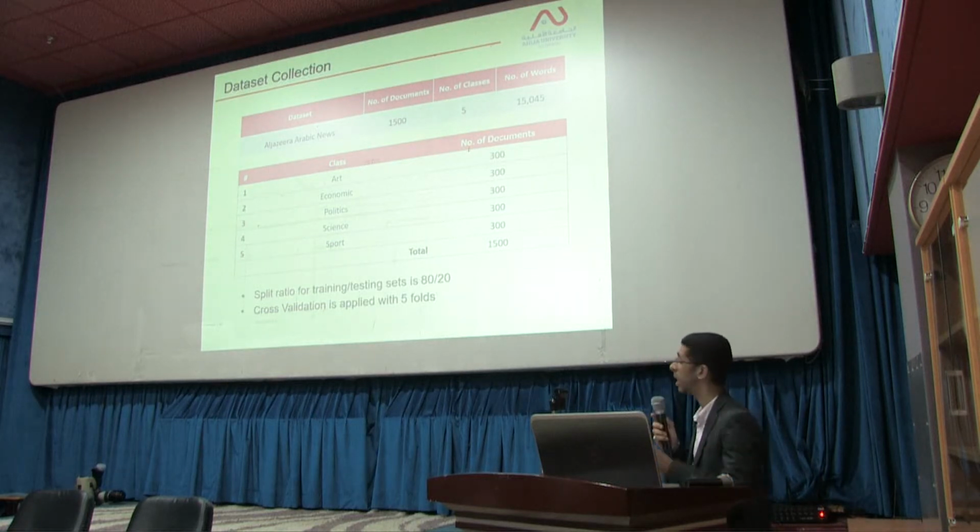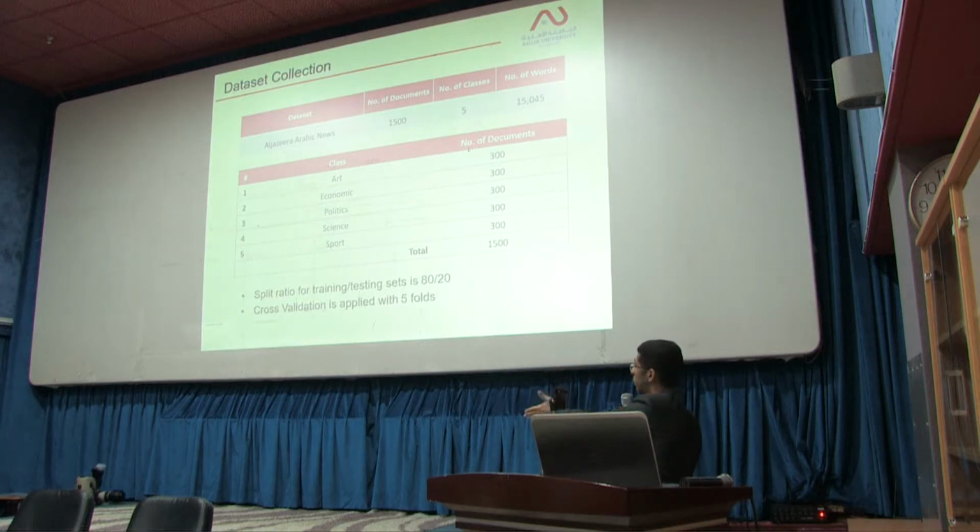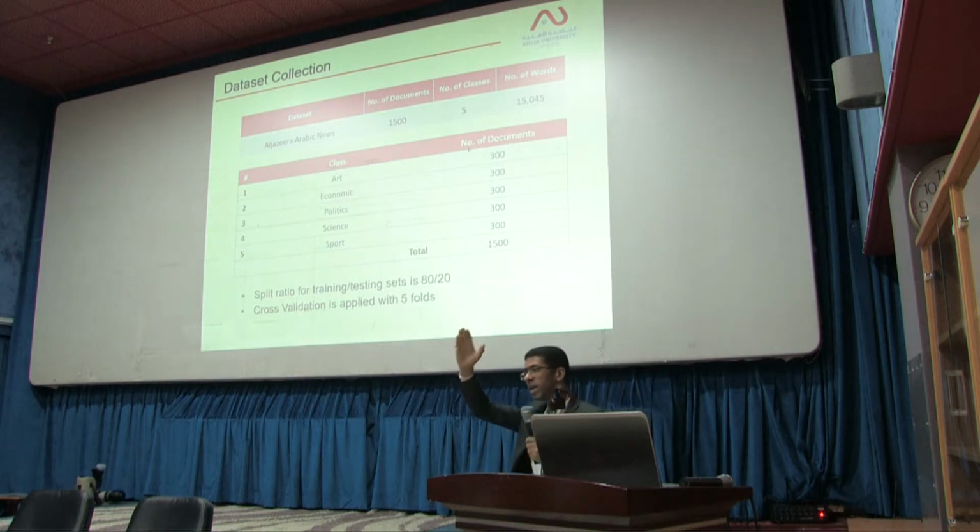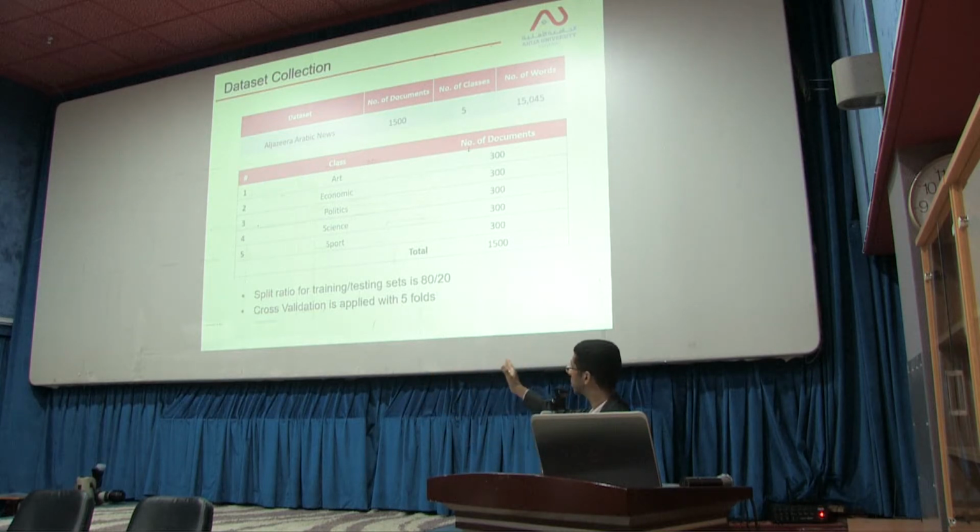I have also applied a split ratio for the training and testing data set, which is 80-20 for training and testing, and used cross-validation with five folds. Cross-validation means that when I split my data set 80-20, 20 is for testing and 80 for training. In the first fold, for example, the data set is two parts: the first part is 80, the second part 20. In the second fold, that 20 will be the first part and the 80 the second. It goes through five folds, and all these results give my accuracy from these five folds.